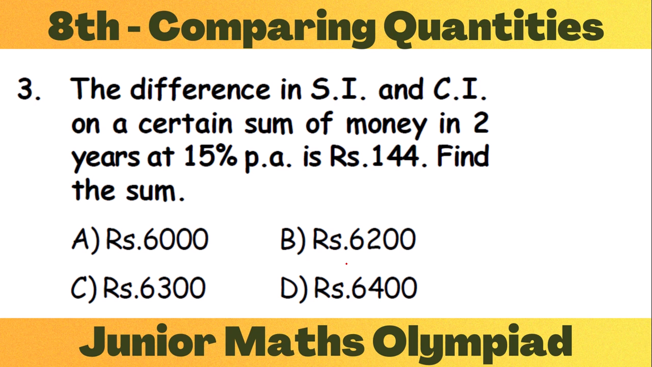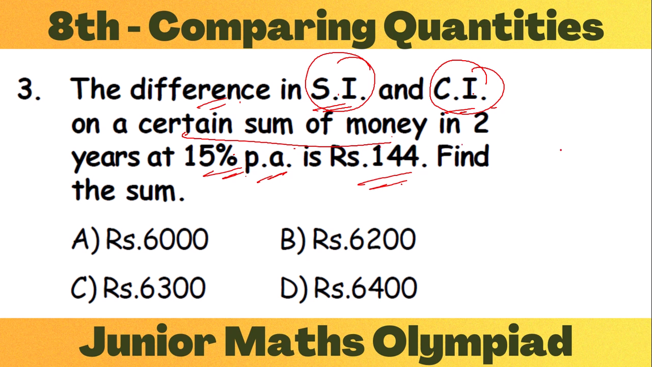Next, let's see the third question. The difference in SI and CI on a certain sum of money in 2 years at 15% interest per annum is 144. So the difference in simple interest and compound interest for a certain sum of money, which we don't know, let it be X, in 2 years, means N or time is 2 years, rate of interest R equal to 15%, and the difference is 144.